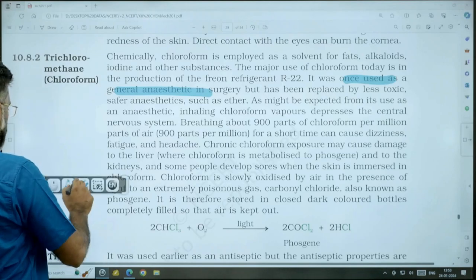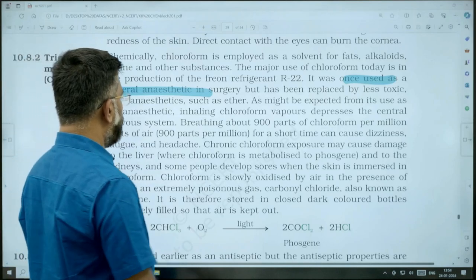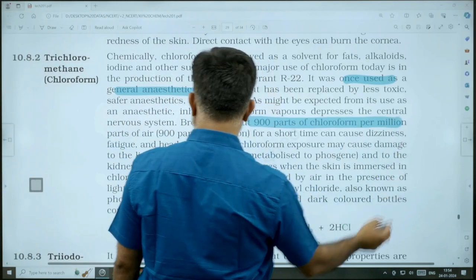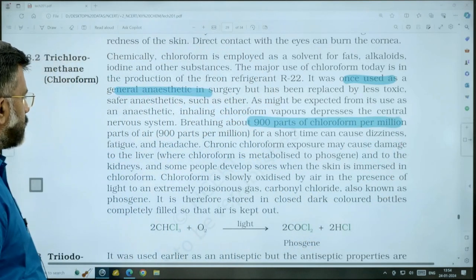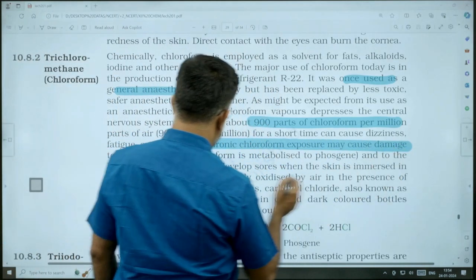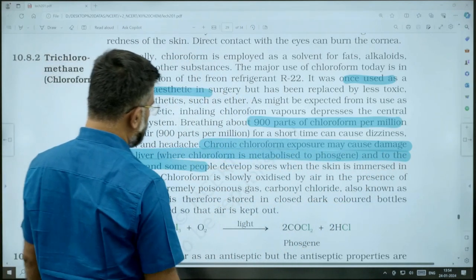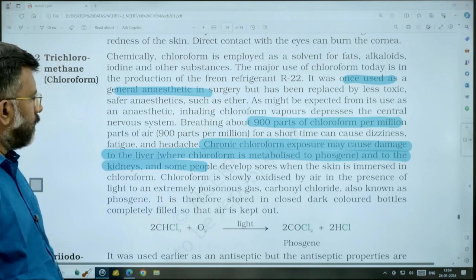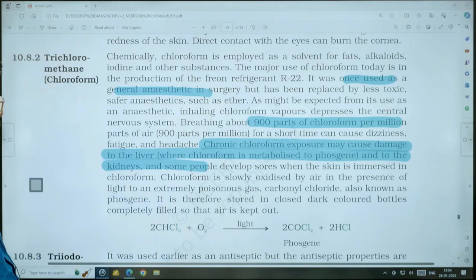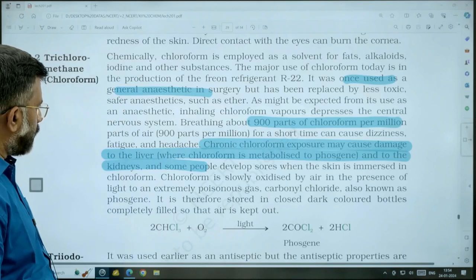Inhaling chloroform vapors will affect the central nervous system. Breathing about 900 parts per million causes dizziness, fatigue, headache. This was a previous question: chronic exposure to which of the substances creates problems for kidneys, liver, etc.? Chronic chloroform exposure may cause damage to the liver, kidney, etc.